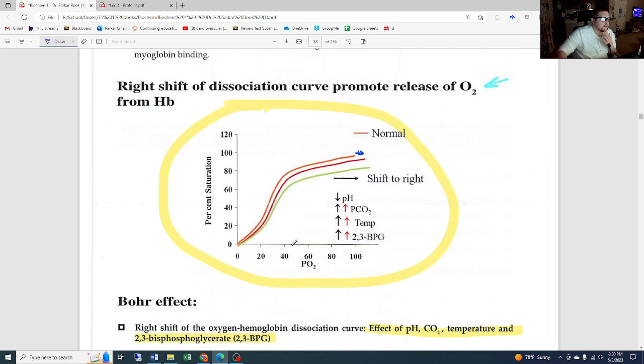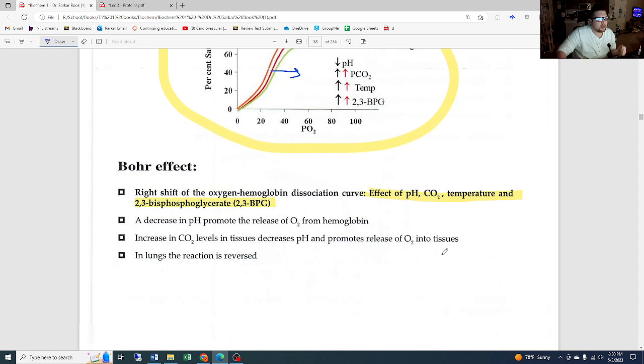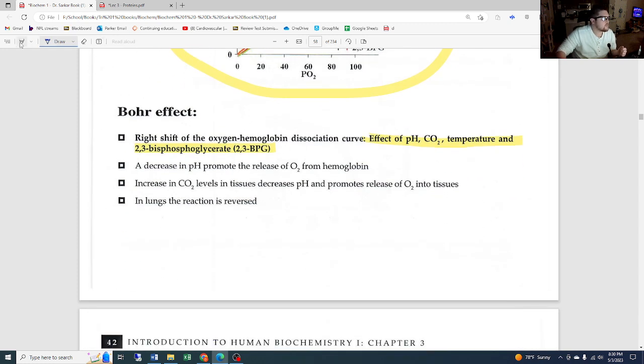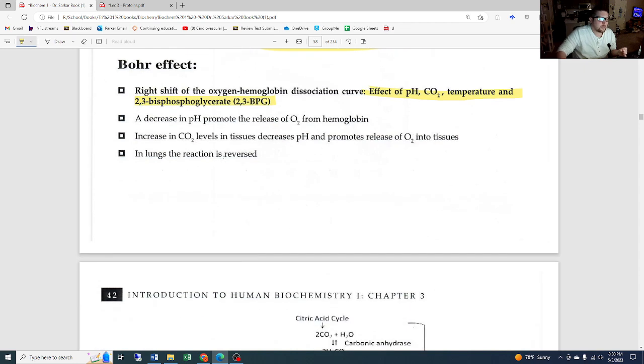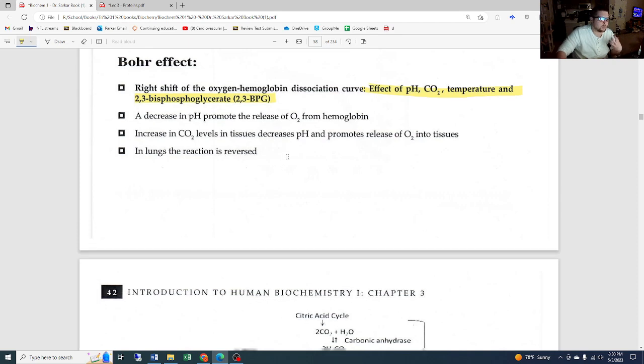So we have an increase in the partial pressure of CO2 because we've used the oxygen and converted it to CO2. Now we get a shift to the right, meaning we have less saturation in that area, and so we're going to offload more oxygen into that area when it becomes available. We have an increase in CO2 levels in tissues, which decreases pH and promotes release of O2 into the tissues. In the lungs, the reaction is reversed, meaning that we want to drop off the CO2 and take up more oxygen.